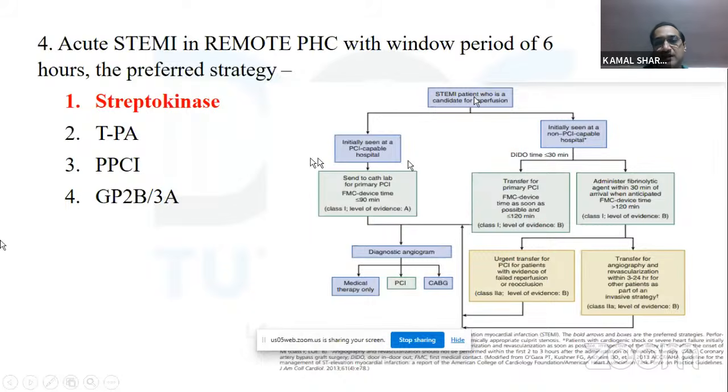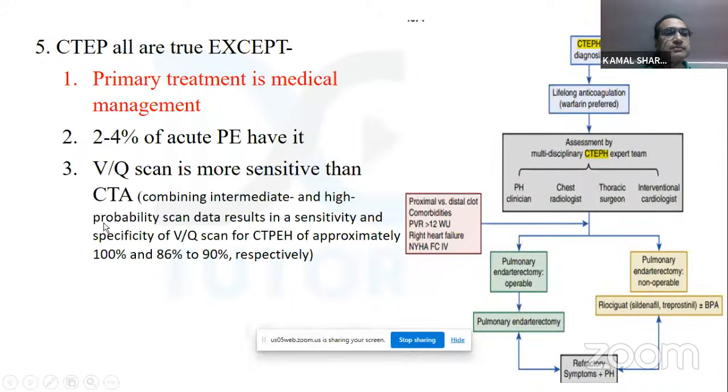STEMI patient, candidate for reperfusion, FMC to device time less than 90 minutes, non-PCI enabled, door-to-needle time less than 30 minutes. This is only if you can liaise with TPA, but in those centers where you don't have it, you especially want to keep it less than 120 minutes, which is difficult for our setup. Transfer to angiogram time, part of the invasive strategy, 3 to 24 hours is class 2 evidence. That's where most of our patients would fall into.